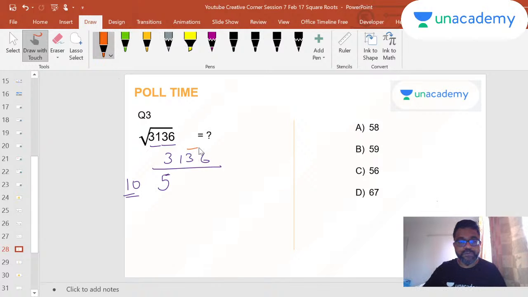For those of you who just joined, I created 2 pairs here, 31 and 36. Consider them separate first. I was trying to find the number which, when I square it, gives me the number closest to 31, which is 5. So 5 5s are 25. 31 minus 25 is a 6.